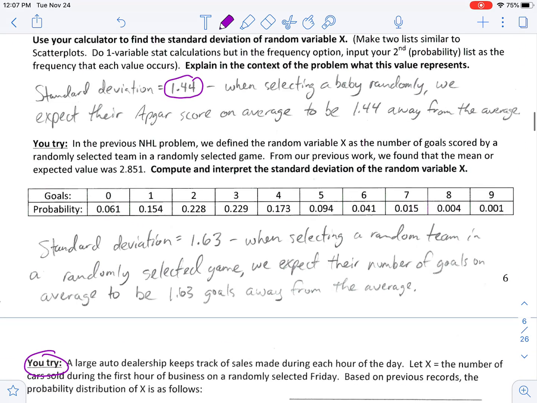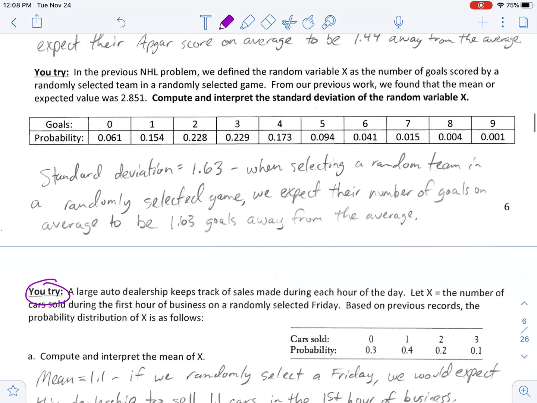All right, if you do that, you should get 1.63. So that means when you select a random team in a randomly selected game, we expect the number of goals scored for that team, on average, to be 1.63 away from the average. Okay? Again, the bigger standard deviation means that the numbers are spread out further. A smaller standard deviation means they're more compact. So if I compared this season to a different season, maybe the standard deviation would be higher because there was much more variability in the numbers. Okay, all right. Try this next one.